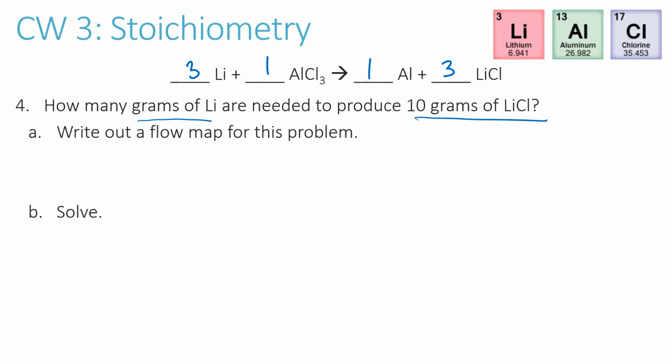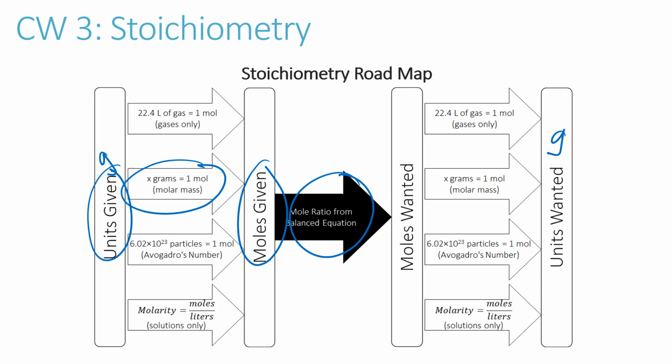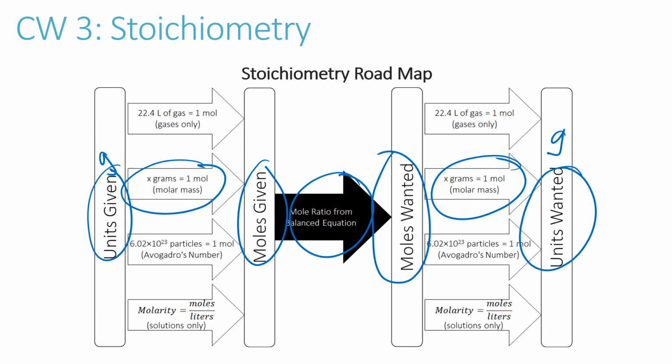So in this problem, we are given 10 grams of lithium chloride. We are asked for grams of lithium. So looking at our roadmap here, we're given grams and we are asked for grams. So I need to take grams and use my molar mass to convert it to moles, then my mole ratio to convert it into moles of what I'm asking for, and then I'm going to use molar mass again to get my grams for my final answer.